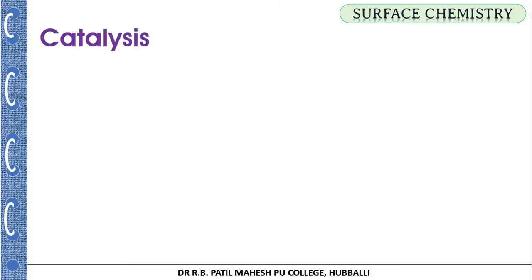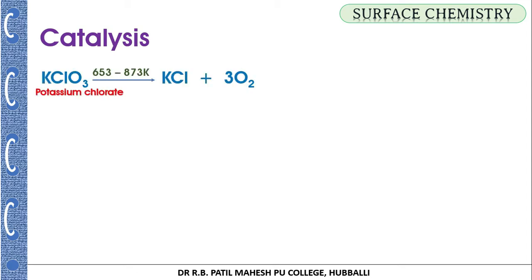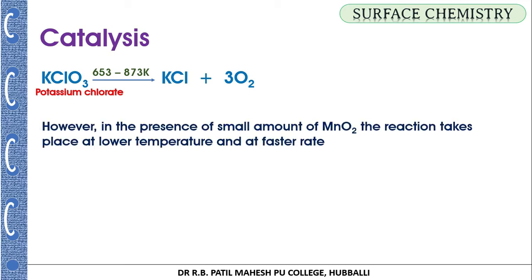Let us see the thermal decomposition of potassium chlorate. Here you can see the thermal decomposition of potassium chlorate takes place at a higher temperature of 653 Kelvin to 873 Kelvin. When we carry out the same reaction in the presence of a small amount of manganese dioxide, the reaction takes place at a lower temperature and even at a faster rate.